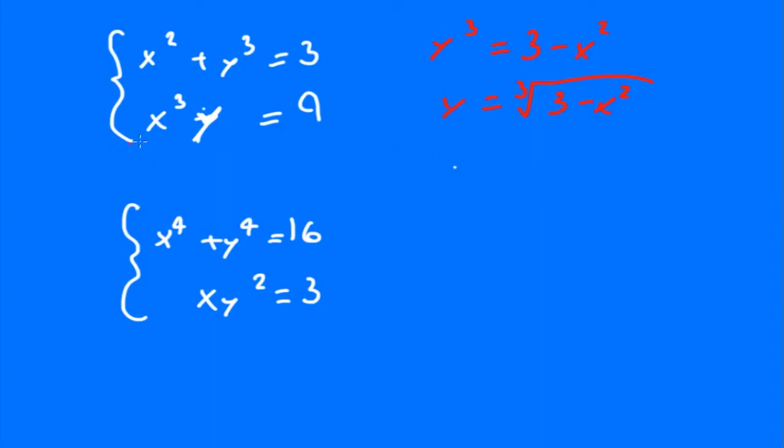Then our second equation, x cubed y equals 9. Well, that was easy, right? Just take our x cubed to the right, and since it's multiplying the y, it's going to divide the 9. So y is going to be equal to 9 over x cubed. And there we go, our two equations.